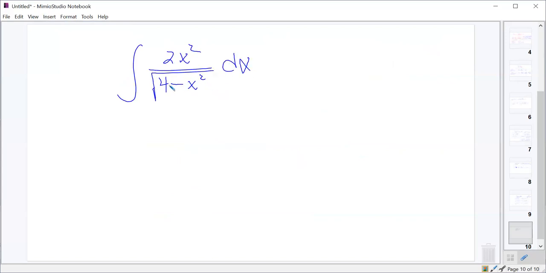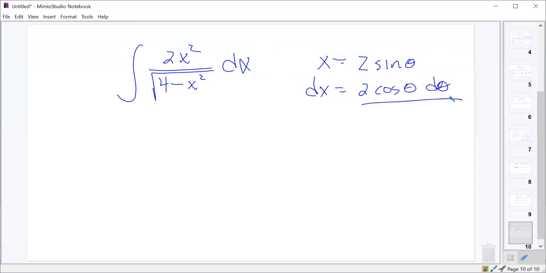Recognizing that this is a u substitution, we're going to let x equal 2 sine theta. So first thing to remember when you're doing your trig sub integrals is that you need to figure out what dx is, and you need to replace the dx with whatever the derivative of x is. So in this case, 2 cosine theta d theta.